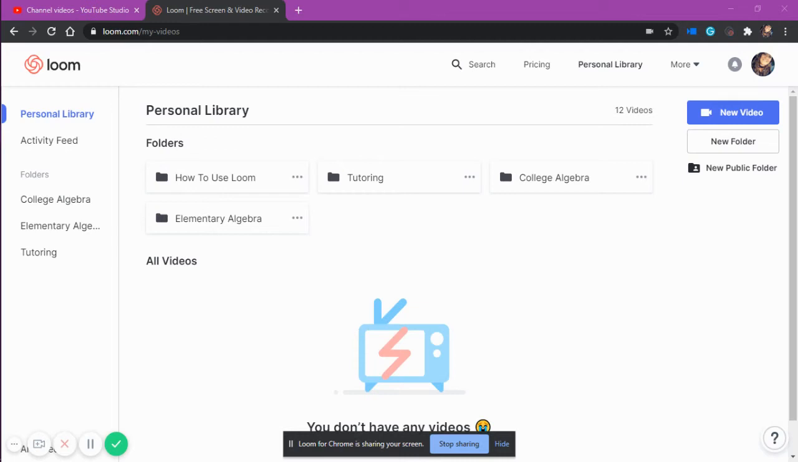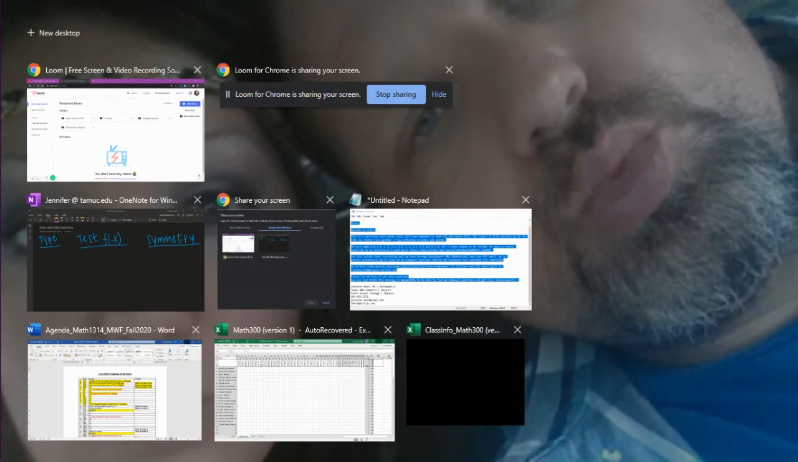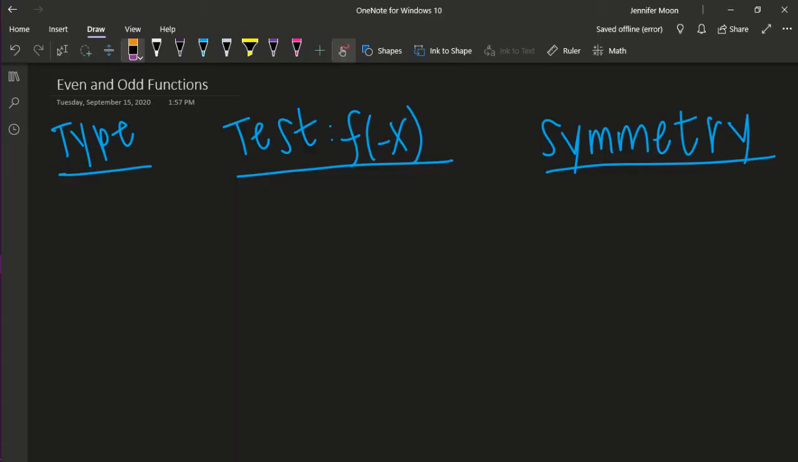Okay, so I'm holding my laptop differently, hoping that this will be easier.